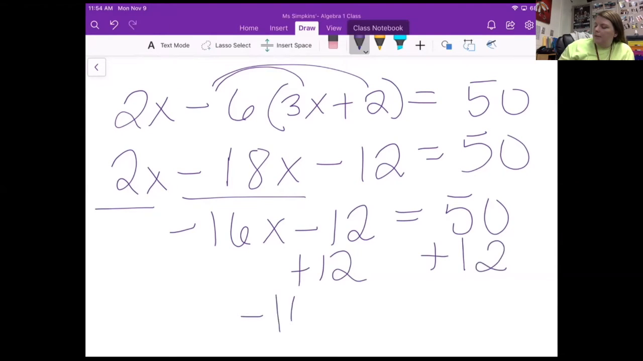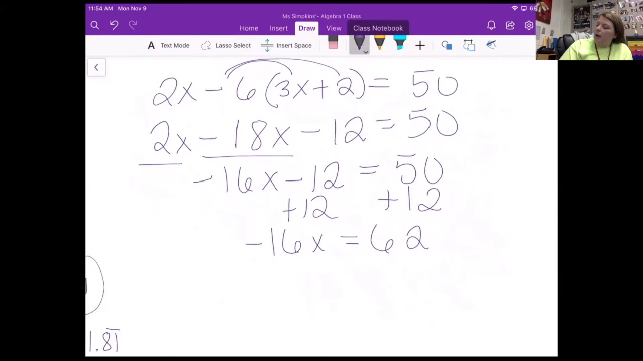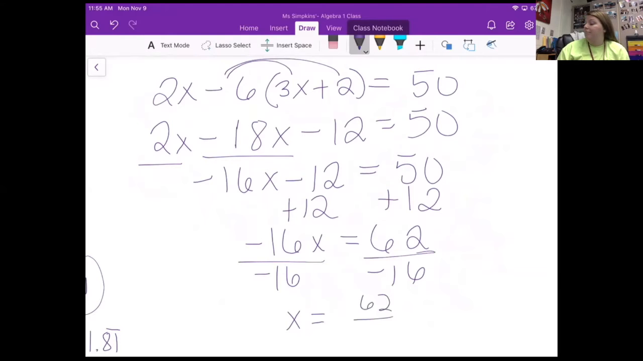And that would give us negative 16x equals 62. And we want to do the opposite of multiply by negative 16, which would be divide by negative 16. And it does not end up being an integer. So I would leave it as 62 over negative 16. You can change it to a decimal. It ends up being a nice 3.875, negative 3.875, I think.